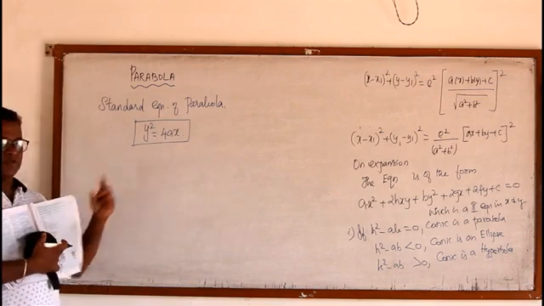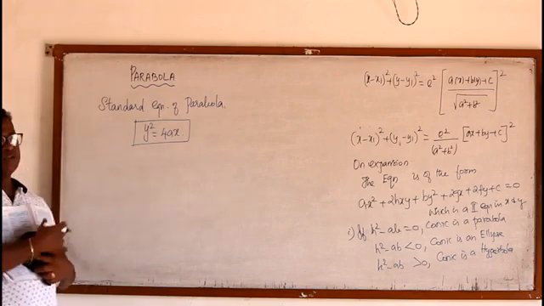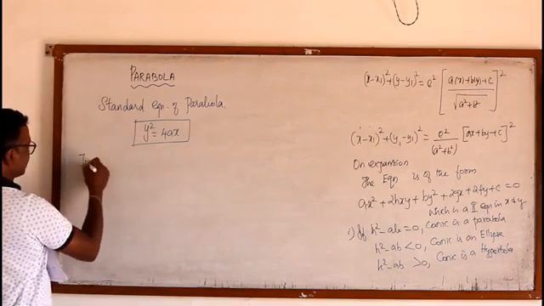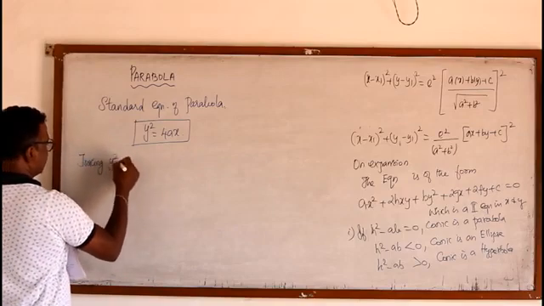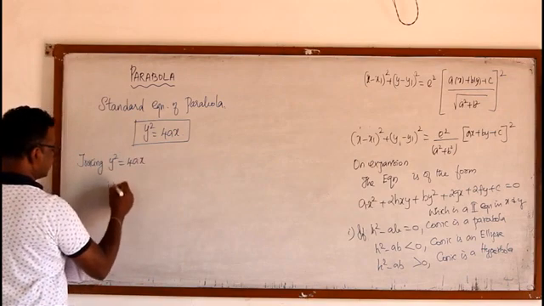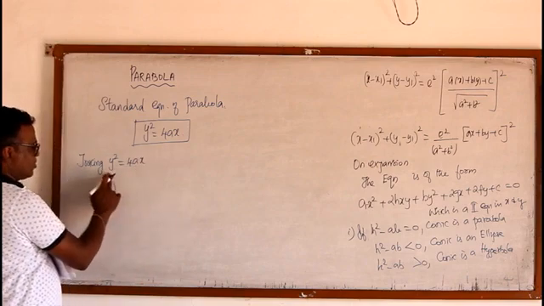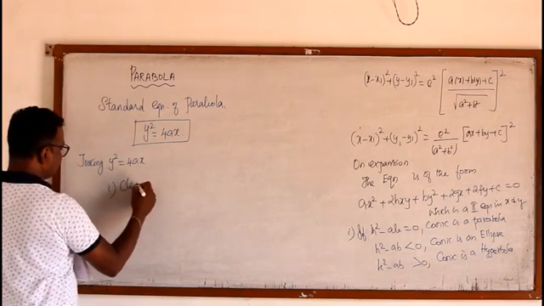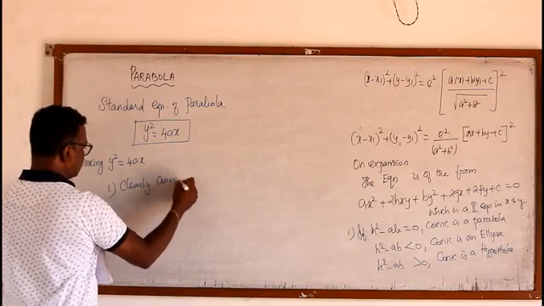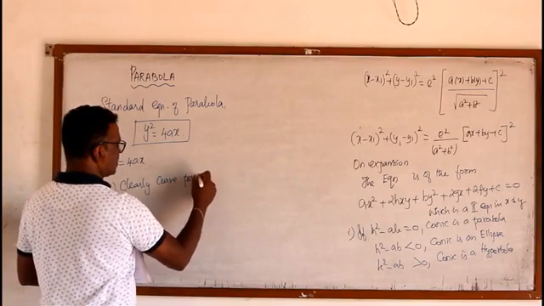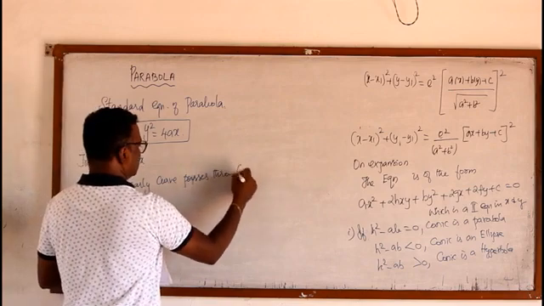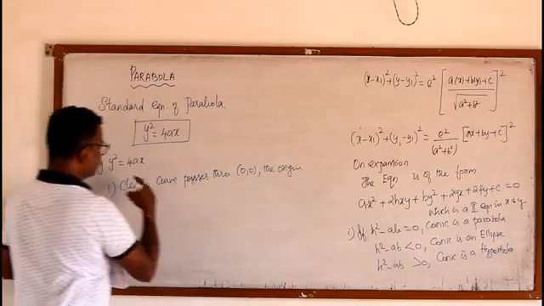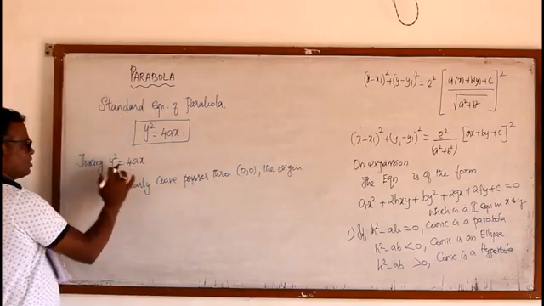Now we shall trace this curve y square equal to 4x, and we shall see how this curve is going to be. So, tracing y square equal to 4x. First point: when I put x equal to 0, y becomes 0, or when y is 0, x is 0. That means clearly the curve passes through 0, 0, the origin.